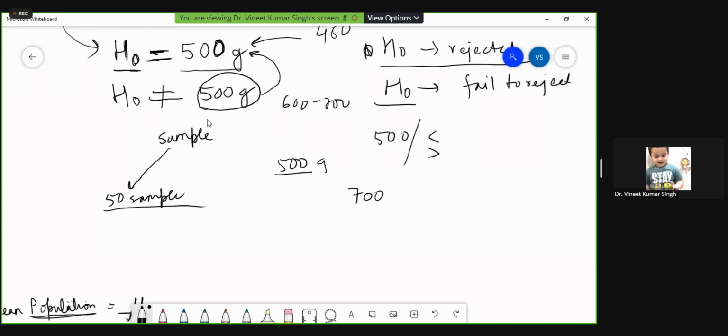so this is mean. These are standard deviation 1, 2. There is a certain area, 2.5% there of the curve and 2.5% there.